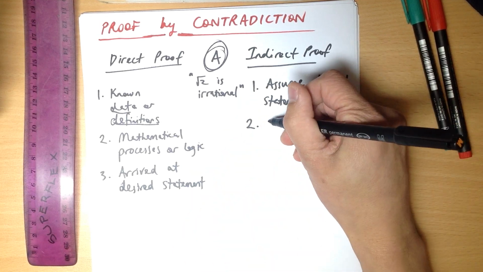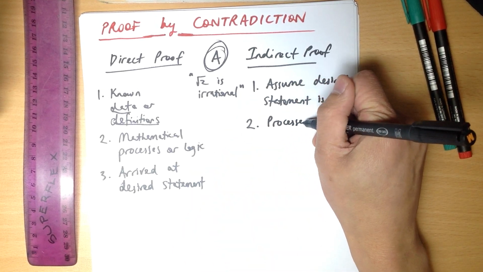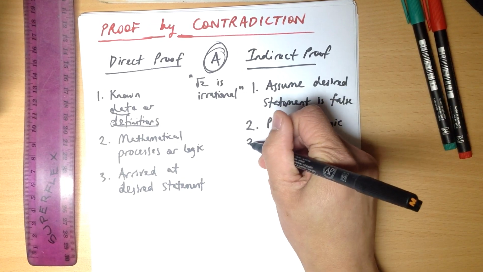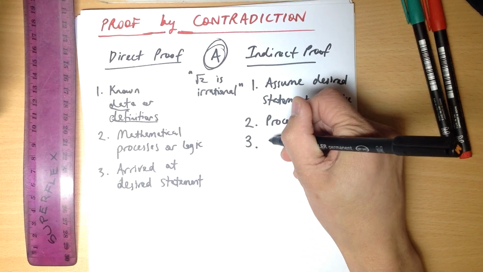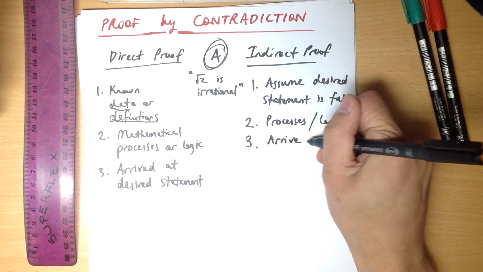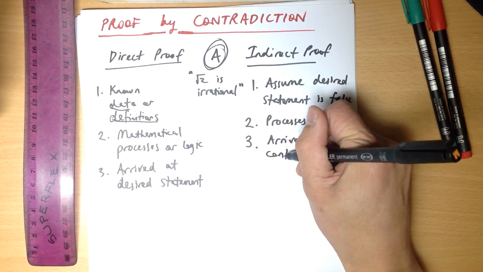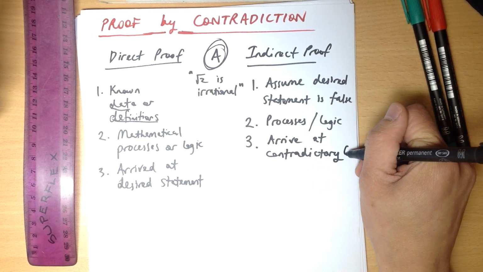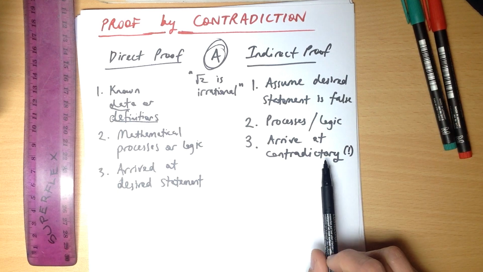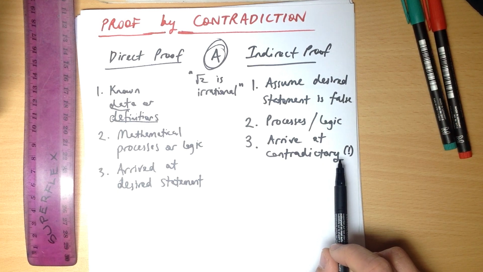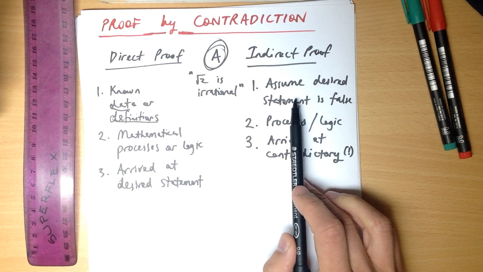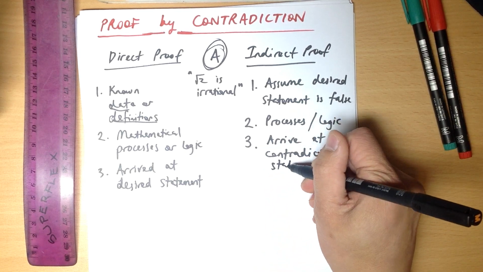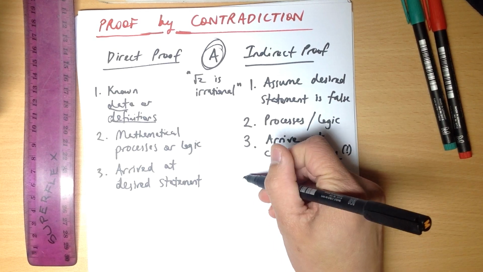You do the same thing. You apply some mathematical processes or some logic, right? You manipulate it. And then, now here's why it's called a proof by contradiction. You arrive at something which is, well, as the name suggests, contradictory, something which clearly cannot make sense, or flatly is the opposite of what you actually assumed in the original. Okay, so what you've got is now a contradiction, something which must be false.